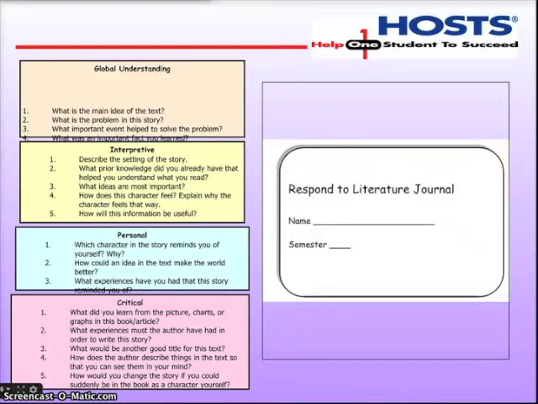The student will either write in the journal or work on vocabulary. Let's look at the response to literature first. The students will answer a question from a list and write the answer in the response to literature journal. Each student will have a journal that looks like this. The host instructor will tell you which question to choose for the journal writing.